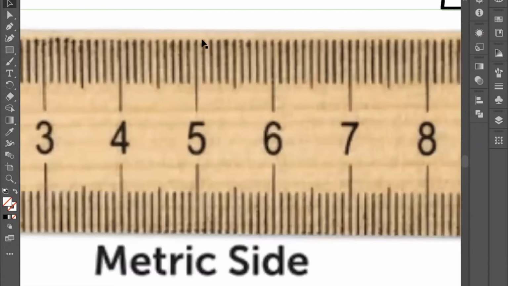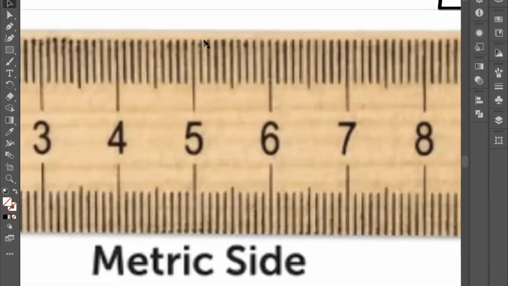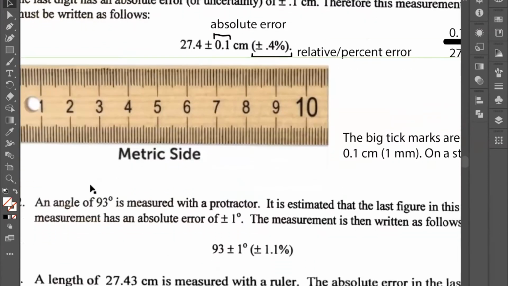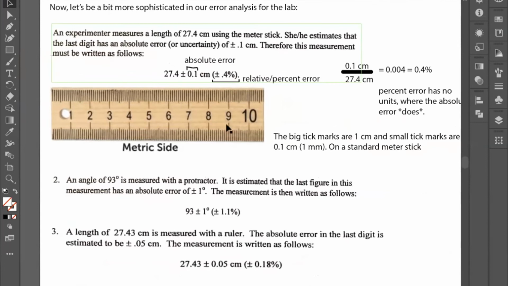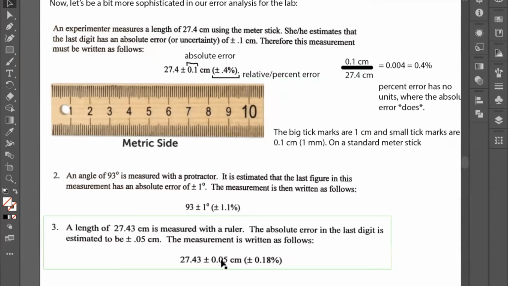It's a judgment call on your part on whether I can say I'm about halfway between tick marks. By the way, on a vernier caliper, you cannot do half tick marks, but there are sophisticated methods that I'll show you to get more accurate.